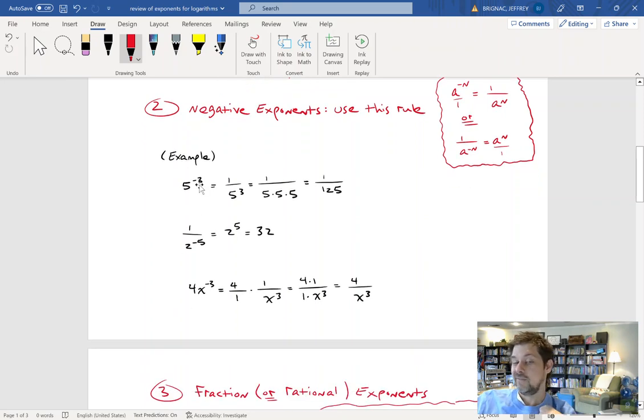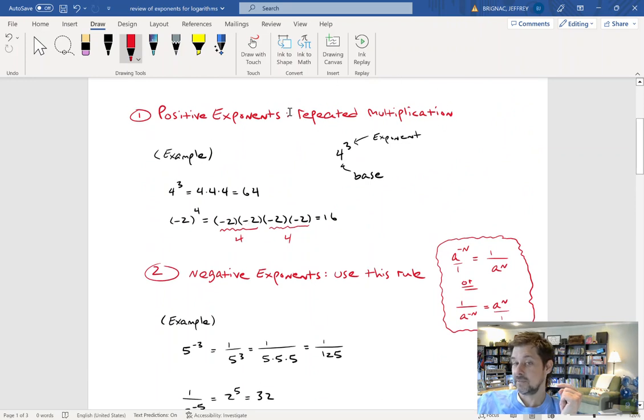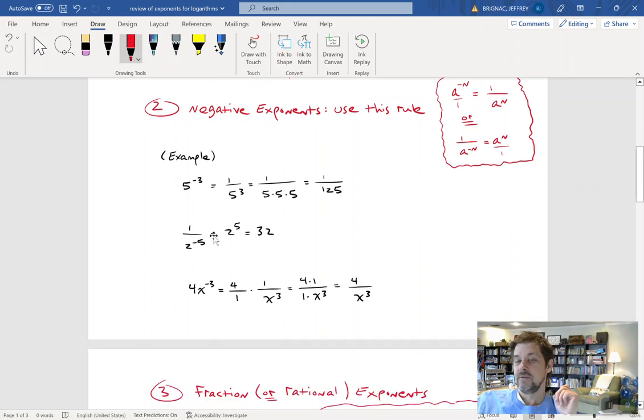What if I had 5 to the negative 3 power? According to this, that would be 1 over 5 to the third power. But 5 to the third power, because positive exponents refer to repeated multiplication, is 5 times 5 times 5, which is 125. So it's 1 over 125.